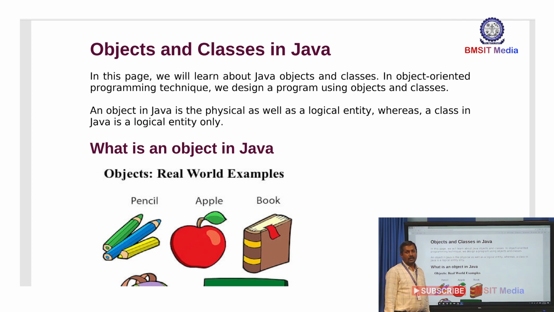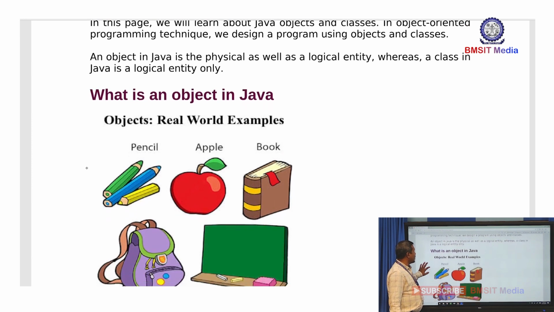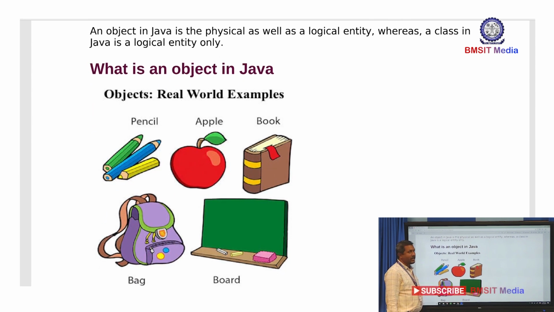Before you start with what a Java program is, we need to understand what objects and classes are in Java. So what is an object and what is a class? Here we are going to understand what an object is in Java. Real world entities are called objects. In this example we have many real world examples, like a pencil, an apple, books, a bag, a board.